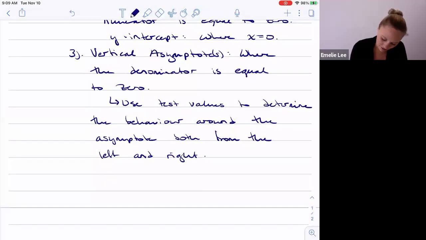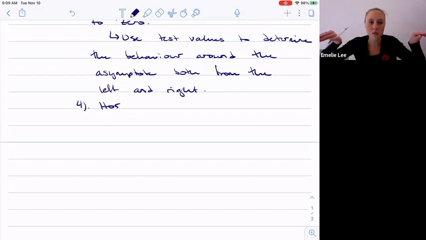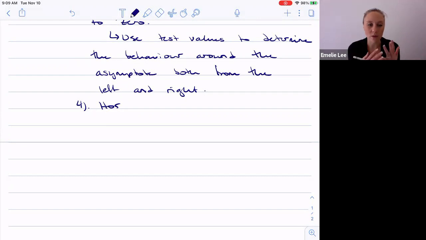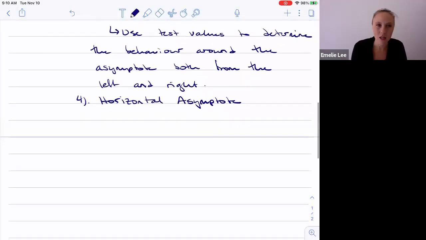Step 4, almost there, is the horizontal asymptote, right? So horizontal is straight across like this. So this is going to be the end behavior of this thing as it's going out. And we can have horizontal asymptotes at a different value of y, or at y equals 0, or there may be none. The horizontal asymptotes, remember, depend on the degree of the numerator and the degree of the denominator.